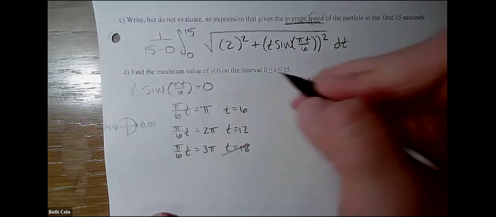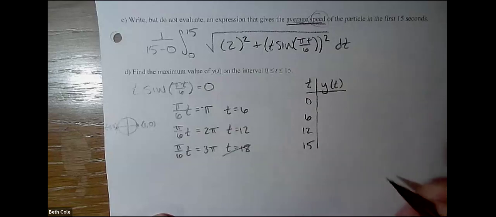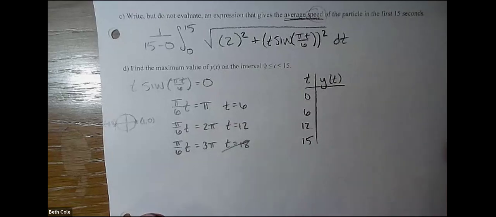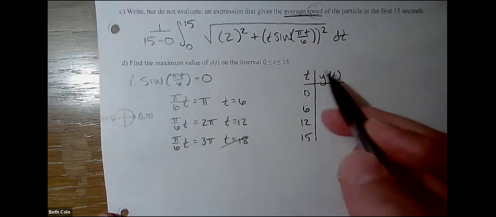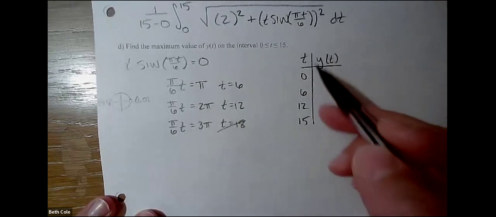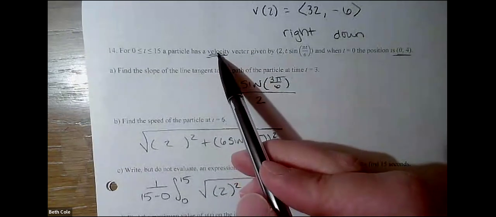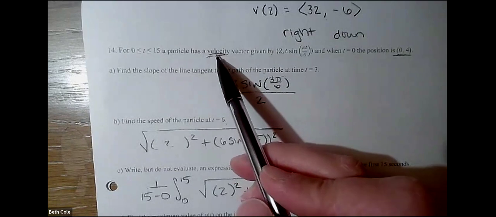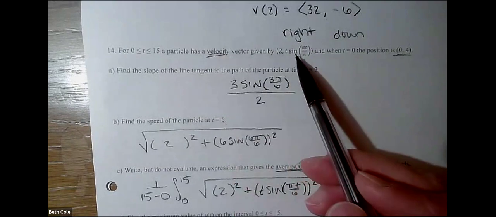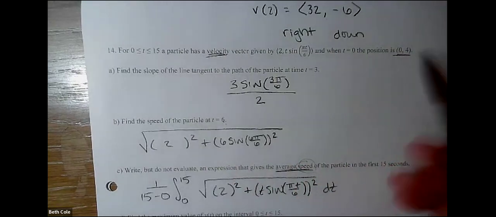And my candidates are 0, 6, 12, and 15. I don't feel like that was honestly that bad so far. Okay, here's where we do run into an issue. We have to get an equation for y of t, which we don't have. They didn't give us position. They didn't give us x and y. They gave us the velocity. They gave us the derivatives of those. But they did give us an initial condition. So our initial condition is 4.